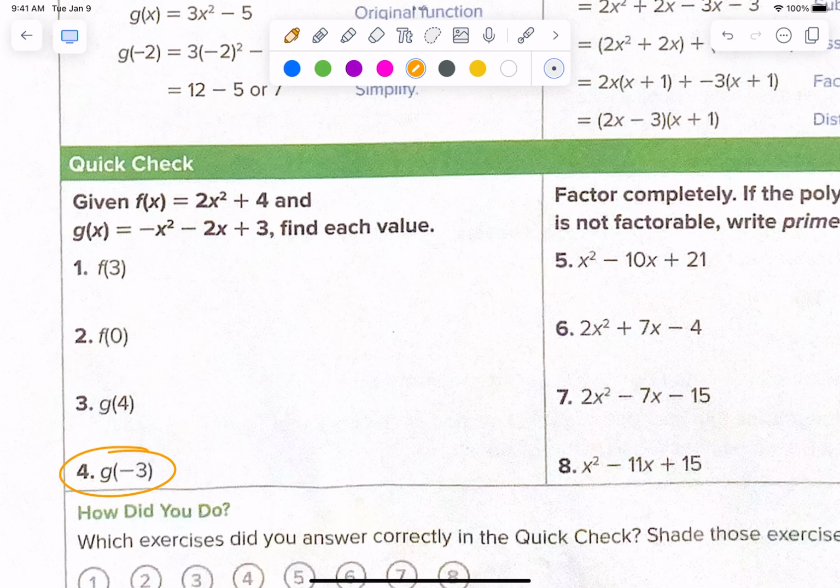Get an answer. Which one is this? G of -3. I got it. Plug into here. See what you get. Oh, I got it. Do we have homework today? I don't think so. It's 0. No, it's 18.